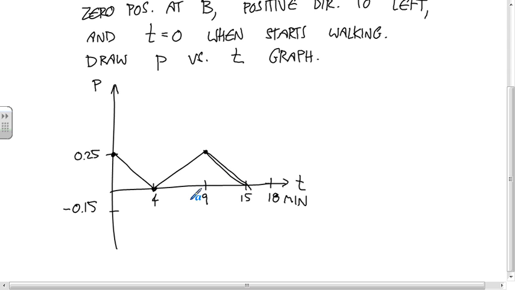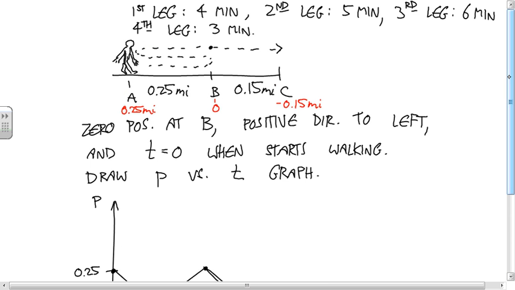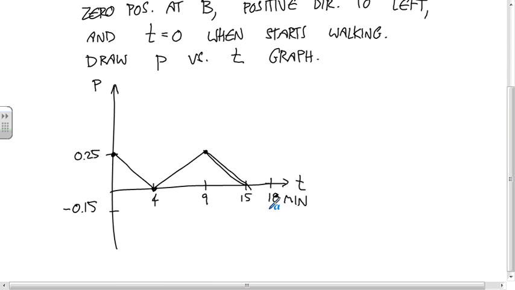But and then finally, the fourth leg goes from B to C. So at the end of the fourth leg, what's the numerical value? Right. And so it ends up here. And so that's what a graph of position versus time would look like.